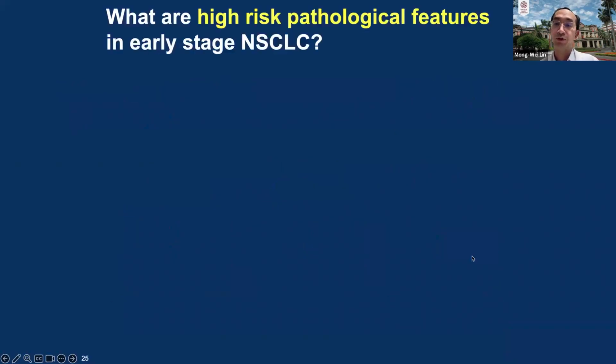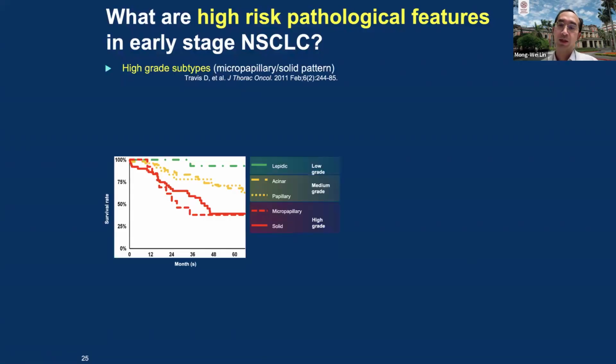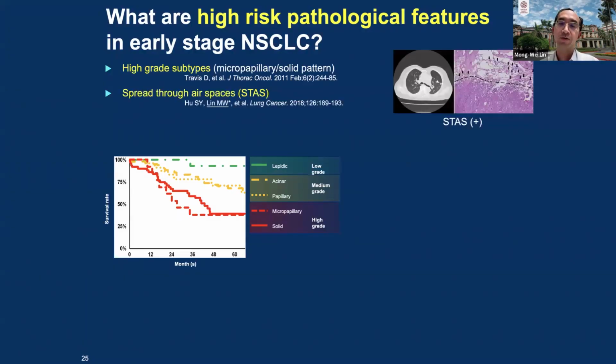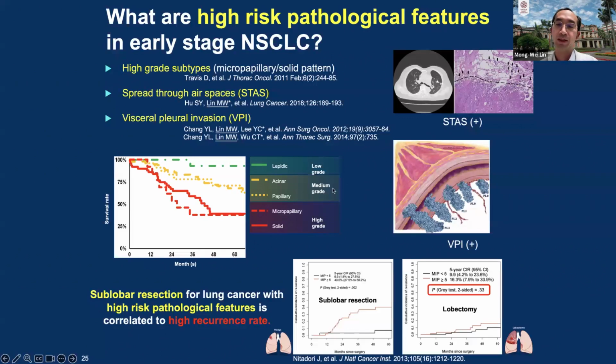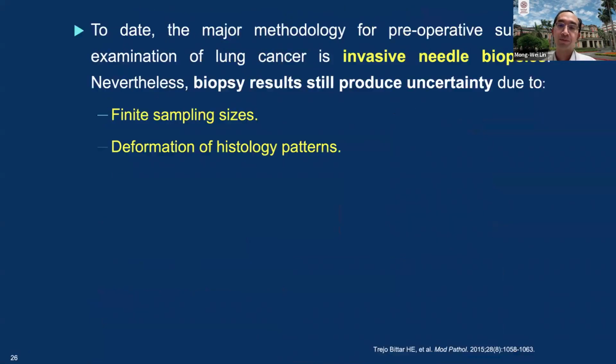So what are the high-risk pathologic features in early-stage non-small cell lung cancer? I think they should include the micropapillary and solid (MP/S) features, high-grade histologic subtype, STAS, and also visceral pleural invasion. And the key point is that when these features are present, patients who receive only sublobar resection have a much higher risk of recurrence, whereas the difference is not seen in the lobectomy group. So these pathology features are crucial when we decide between lobectomy and sublobar resection.